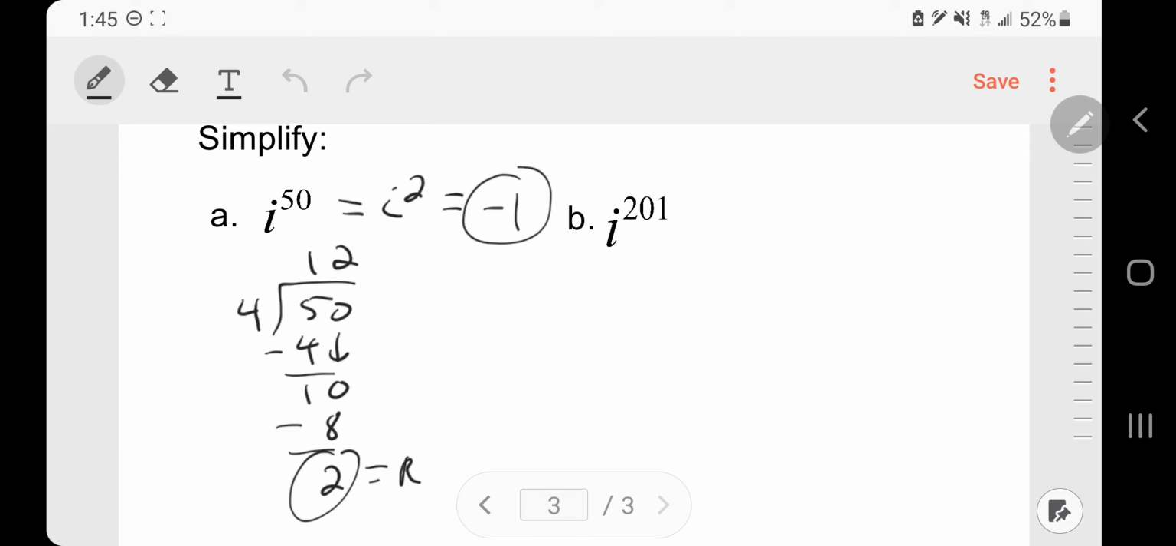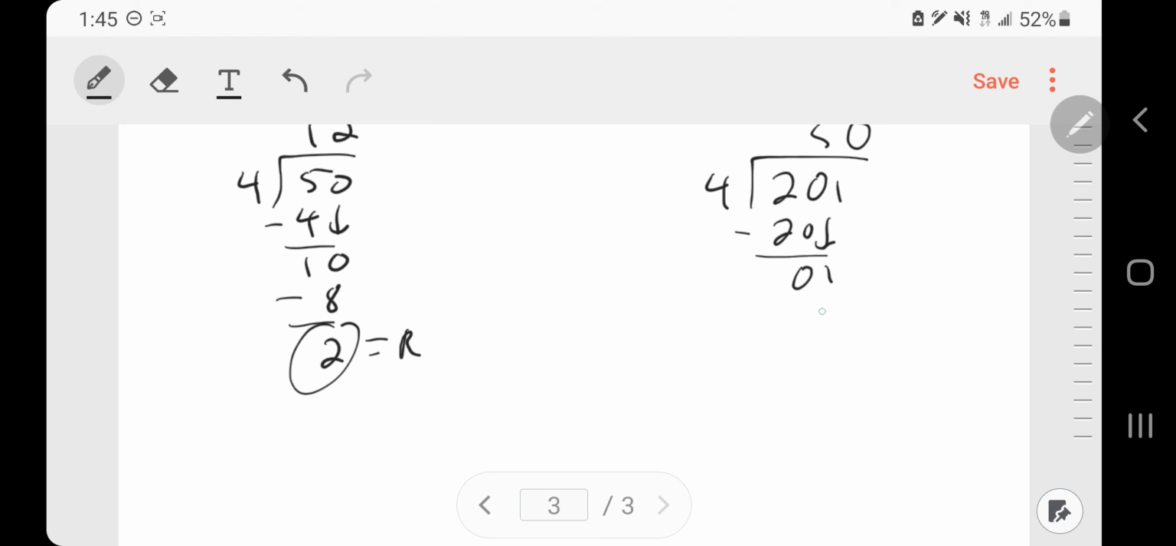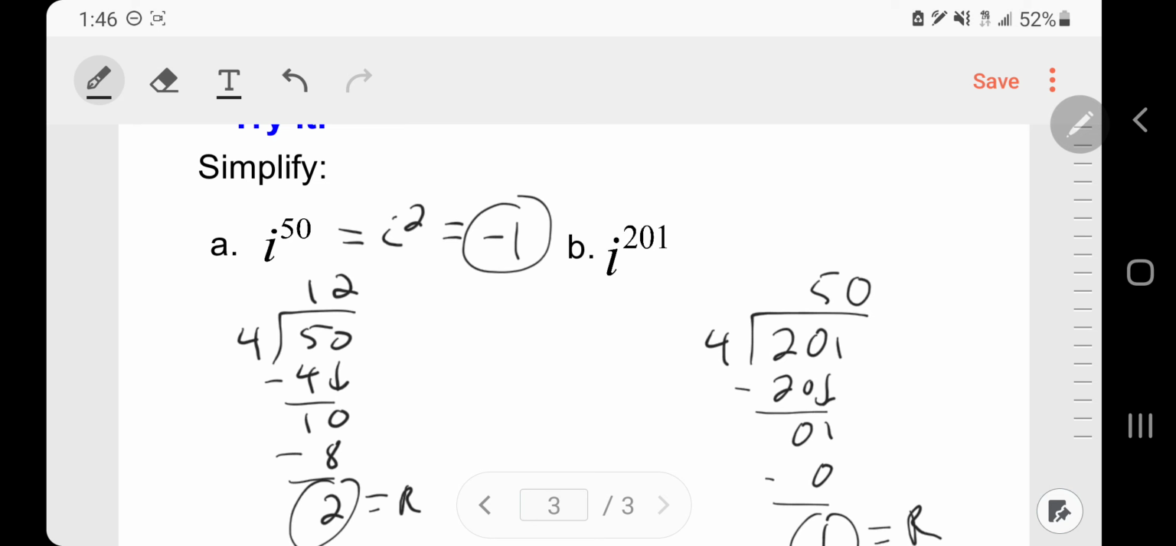And the last one, 201. Again, dividing by 4. 4 goes into 20 5 times, which gives us 20 when we multiply. Subtract, 0. Bring down the 1. 4 goes into 1 - it does not. 0 times 4 gives me 0. And my remainder for this one is 1. So i to the 201st is the same as just i to the first, which is i.